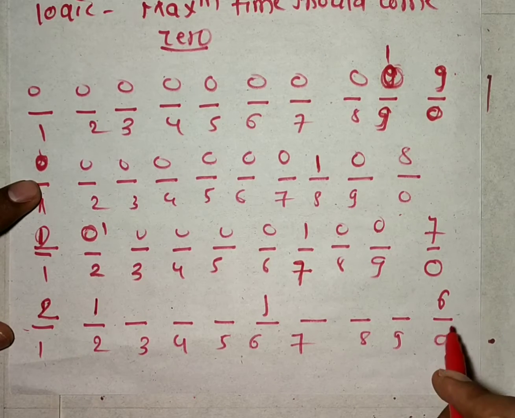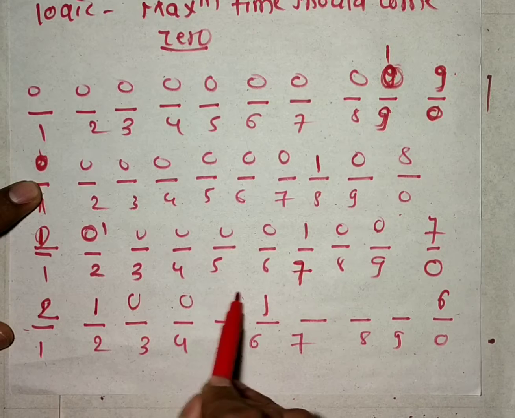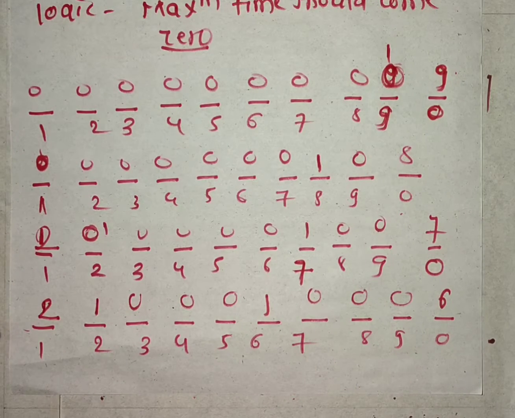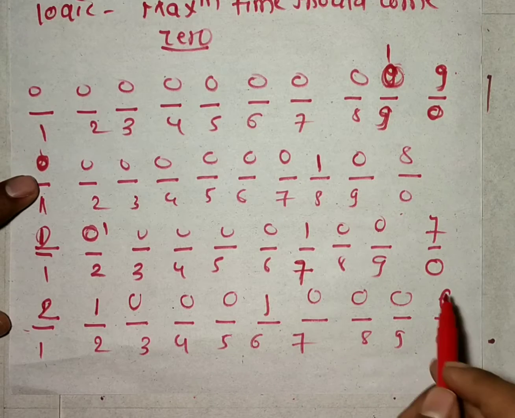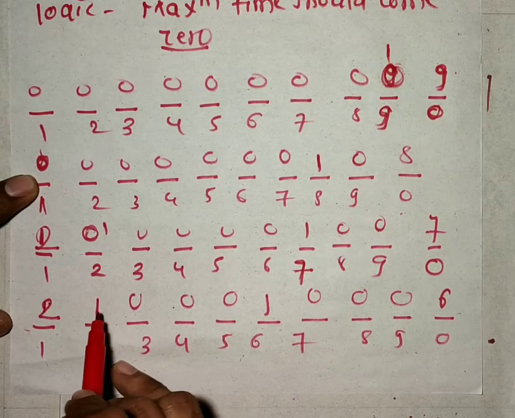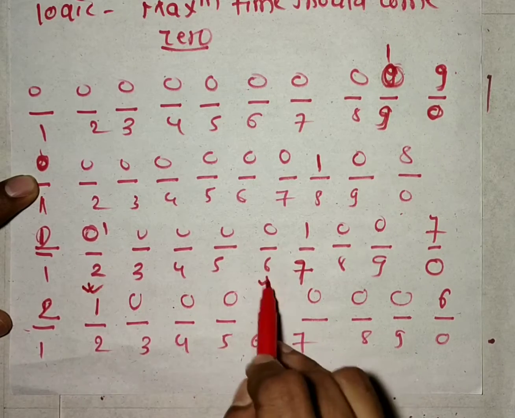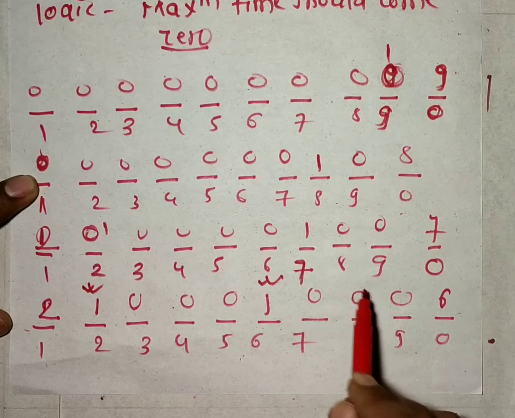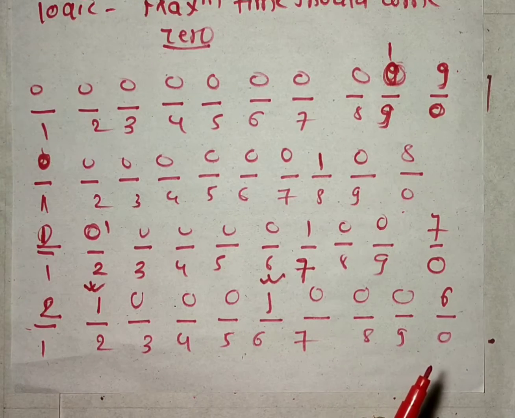Now the 0 for the 6 times, so the remaining 6 zeros are there. So this is a perfect answer. 0 for the 6 times: 1, 2, 3, 4, 5, 6. 1 for the 2 times. 3 for the 0 times, 4 for 0, 5 for 0, 7 for 0, 8 for 0, 9 for 0. All the conditions are satisfied here according to the question. So this is the right answer: 2, 1, 0, 0, 1, 0, 0, 6.